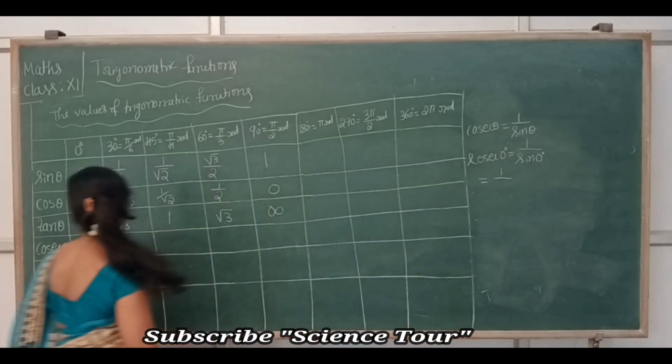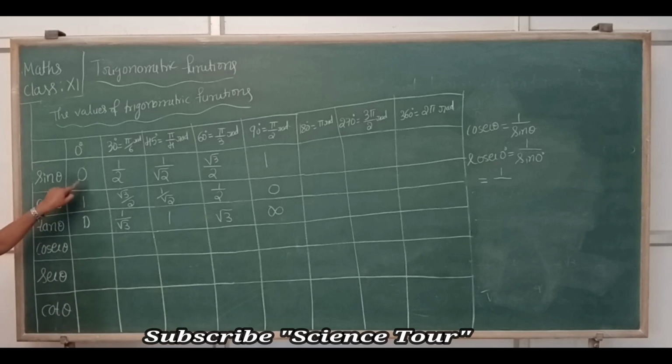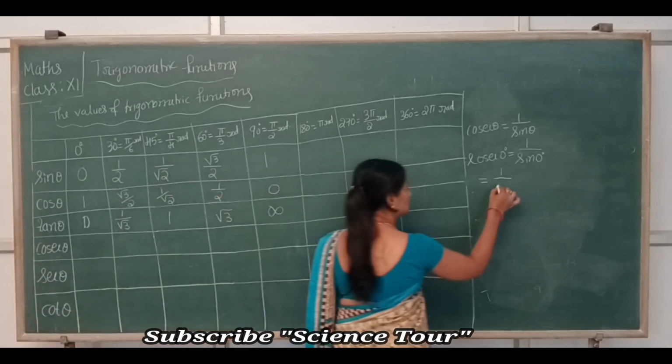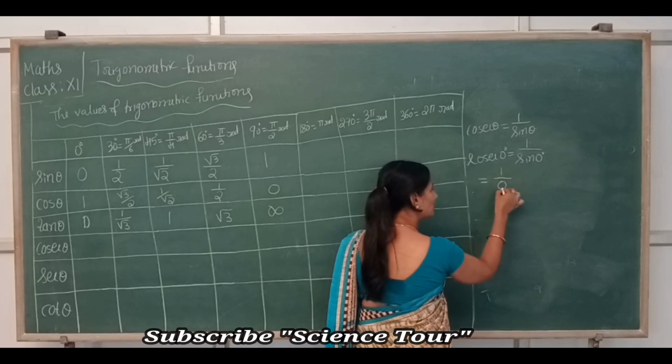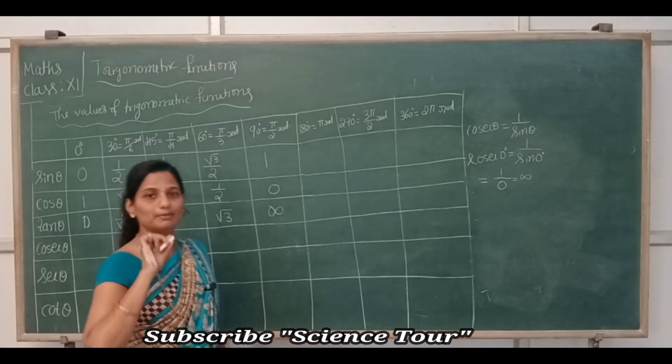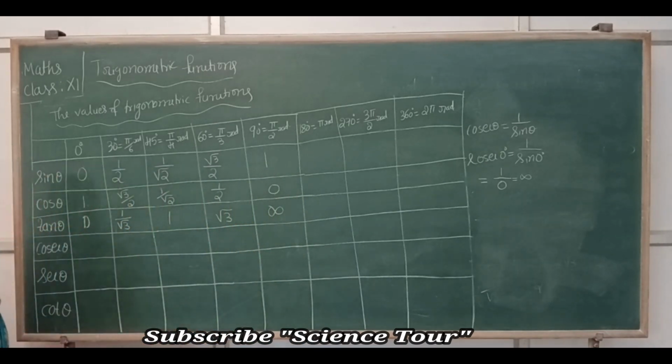What is the value of sine 0? Sine 0 degree is 0. So therefore 1 divided by 0 is always equal to infinity. Any number divided by 0 is infinity. So cosecant 0 degree is infinity.